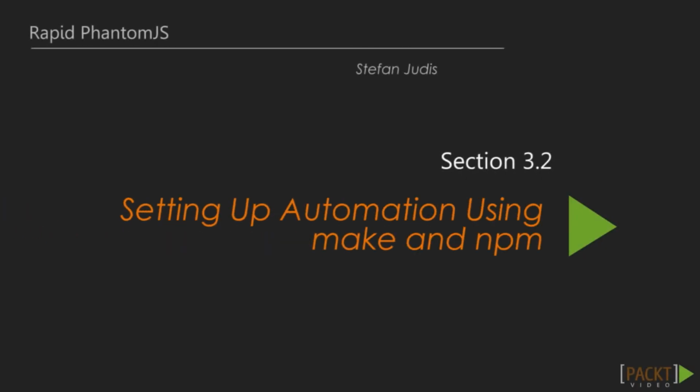Hello everybody, you're watching Rapid PhantomJS section 3.2, which will show you how to implement the build tools make and npm scripts. In the previous video, we had a nice overview of all the tools that will be covered in this course. And in this video, we will implement make and npm scripts by ourselves to make the execution of our PhantomJS scripts easier for other developers and to execute it on different servers or continuous integration systems.